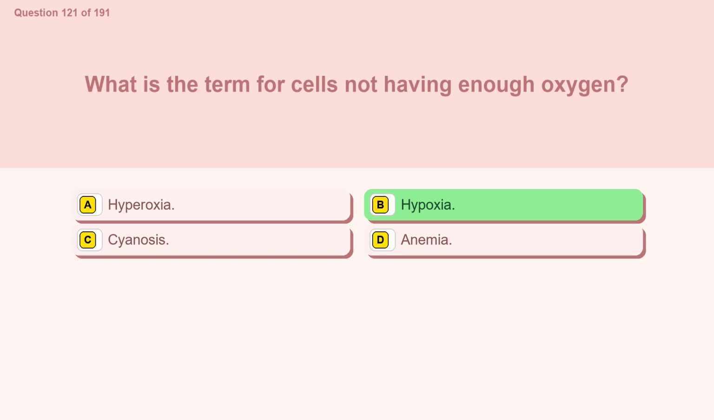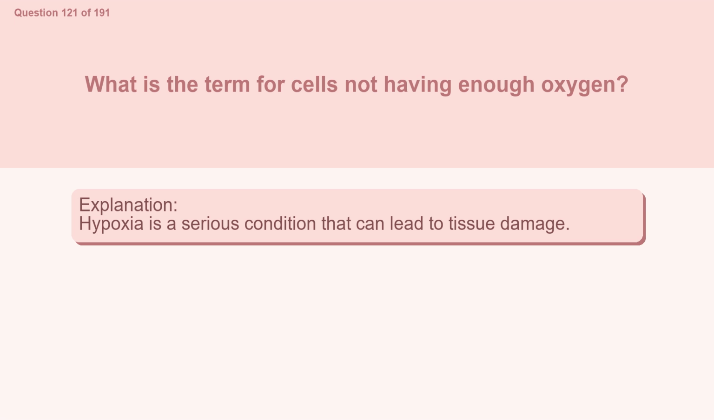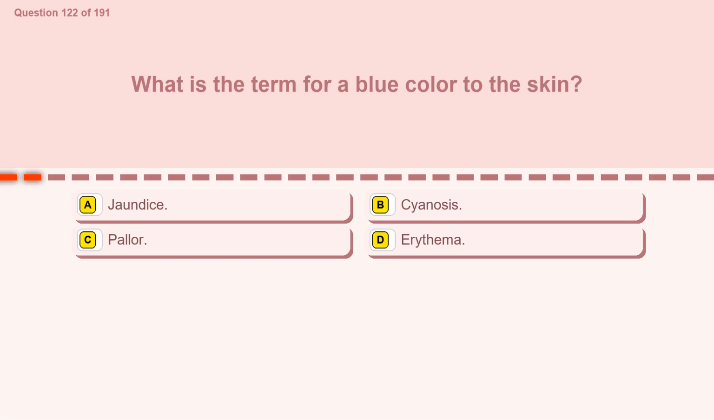The correct answer is option B, hypoxia. Hypoxia is a serious condition that can lead to tissue damage. Question 122. What is the term for a blue color to the skin? Option A, jaundice. Option B, cyanosis. Option C, pallor. Option D, erythema.